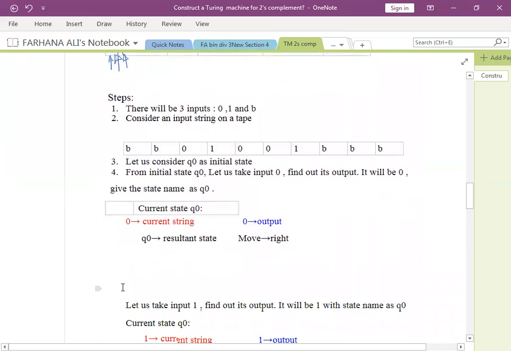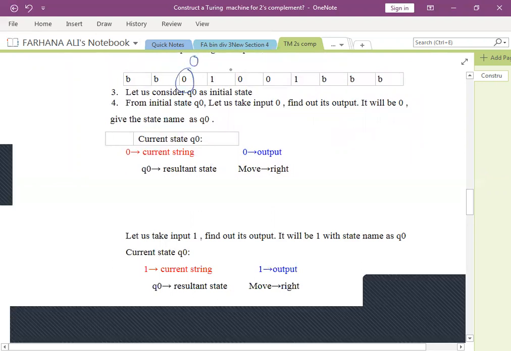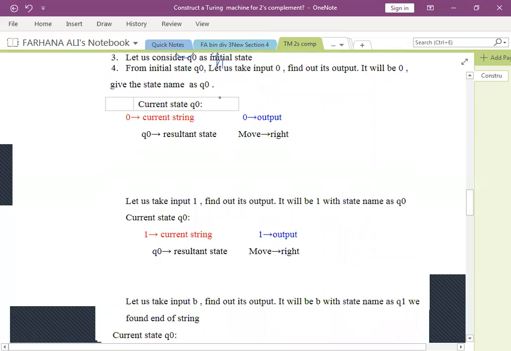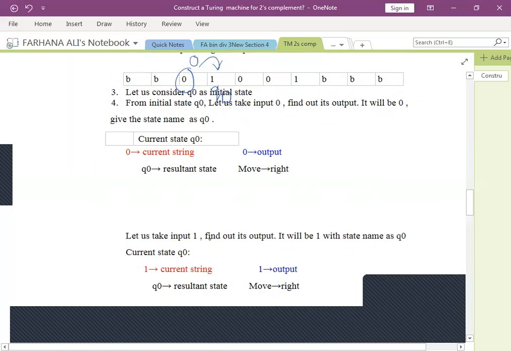So this is the same case that we are considering. Your input is 0. With the initial string 0, what will be the output? With the initial string 0, your output will be 0, and it is going to move towards the right hand side with the resultant state as Q0.